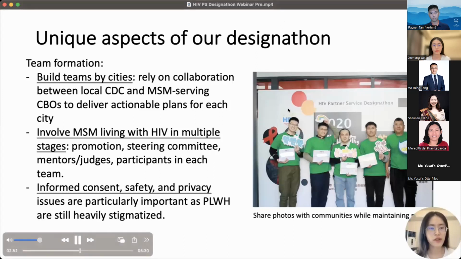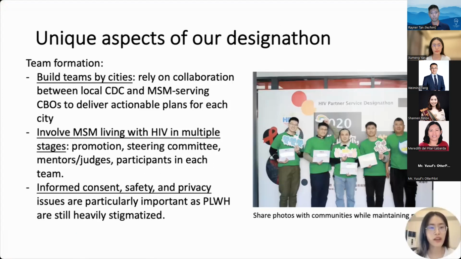We also made sure to involve our key population in multiple stages, including promotion, representation in the steering committee, and as mentors and judges. And also we had 1 participating in each team. Since our key population still face a lot of stigma, we also strived to maintain their privacy while we encouraged sharing of photos within the community by allowing the use of an alias and also having everyone sign an informed consent form to not leak any identity information.